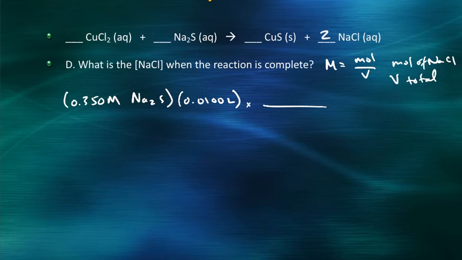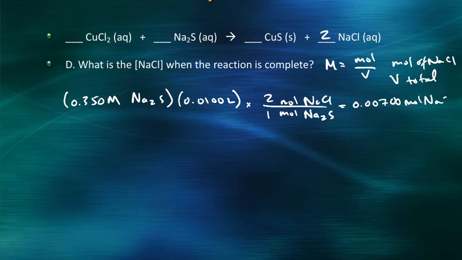I want moles of NaCl, so this is really just a one-step problem. NaCl is what we're looking for. That's a 2 this time, from our balanced equation. And so what we're going to have is 0.35 times 0.01 times 2, and we get 0.00700 moles of NaCl.